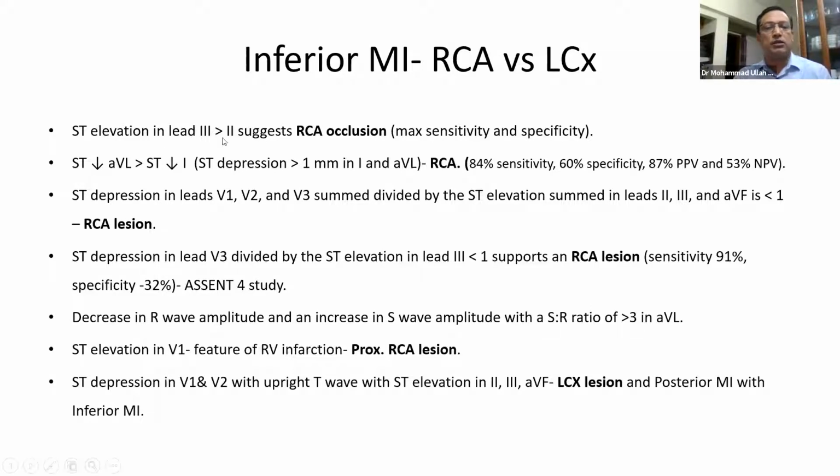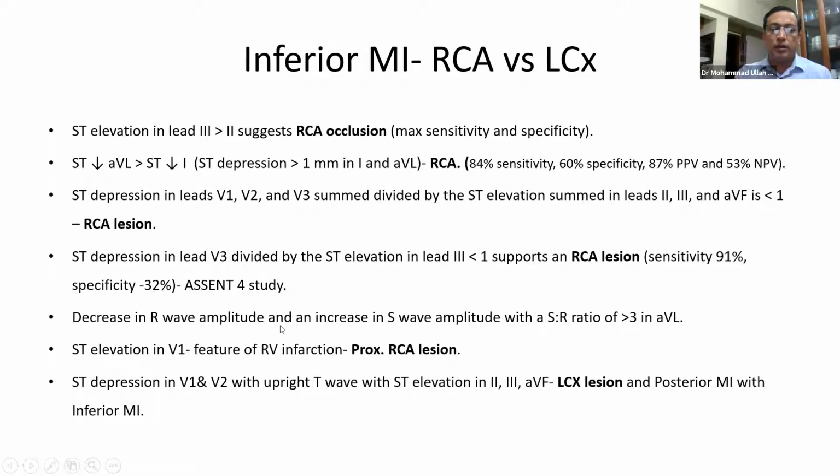One of the important things is ST elevation in lead 3 and lead 2. If the ST elevation is more in lead 3 than lead 2, that means it is an RCA occlusion. We can look at the aVL lead. If the ST depression is more in the aVL lead than lead 1, most likely the lesion is in the RCA. We can look at the ST depression in V1, 2, 3. If the sum of this depression along with the sum of the elevation in 2, 3, aVF is less than the limb lead elevations, then most likely the diagnosis is an RCA lesion. There is another simple way: if the ST depression in V3 is less than the ST elevation in lead 3, that indicates an RCA lesion.